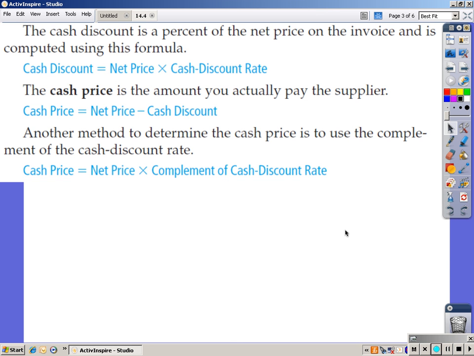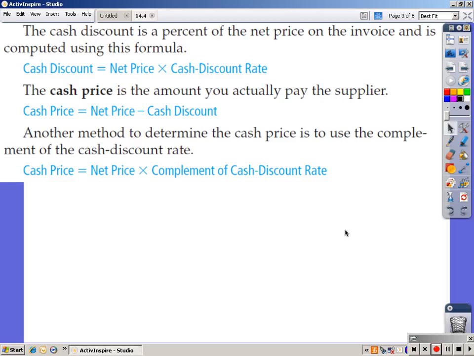All right, so here are our formulas. The cash discount is a percent of the net price on the invoice and is computed using this formula. Cash discount equals the net price times the cash discount rate. The cash price, which is what you actually pay, assuming you pay the invoice in the number of days that they give you, is the net price minus the cash discount.